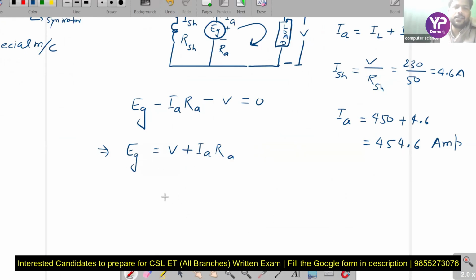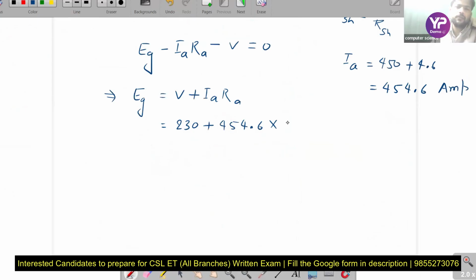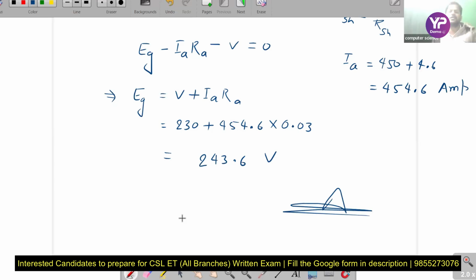Now to find EG, EG equals V plus IA RA. Here V is 230, IA is 454.6, and the armature resistance RA is 0.03. When we simplify this, we get the generated EMF, 243.6 volt. So the generated EMF for this machine is 243.6 volt.